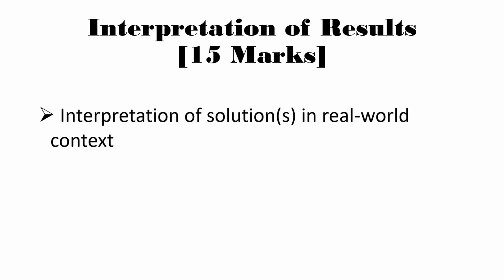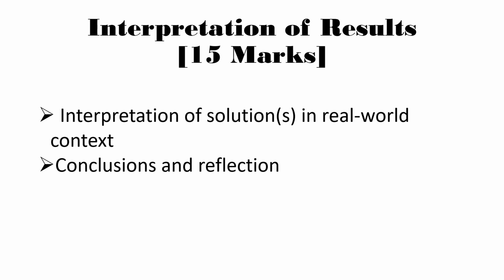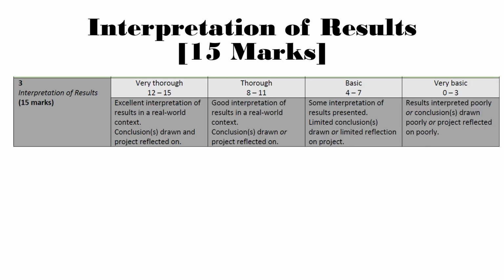And then the last physical section of the modeling project is the interpretation of results. So here we're asked to give the interpretation of solutions in real world context, and it's your conclusion and reflection. The bigger breakdown gives us, if we want to get very thorough in this section, excellent interpretation of results in a real world context. So you want to compare your answer back to the real world. Now, you've already done that throughout your project. We just talked about it. However, what you want to do is figure out, well, which iteration is the most correct? Why is it the most correct? What assumptions does it have that make it more correct?